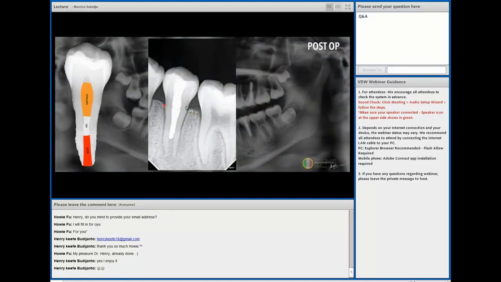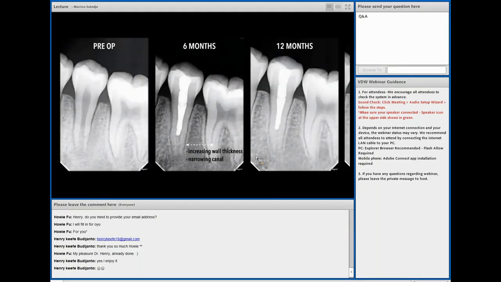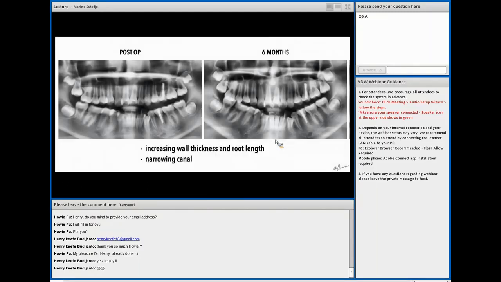And here you can see another continuation of my gutta percha. And this is the 6 months follow-up. This is 12 months of follow-up. And this is 18 months. As you can see now, it's getting longer. And this is the pre-op. And you can see at 12 months that the thickness of dentin is increasing and the apical now is closing. And this is the 18 months. You can see the evidence is better.